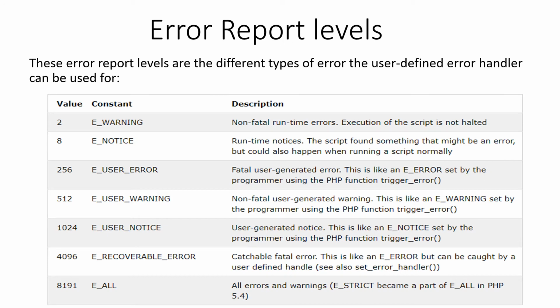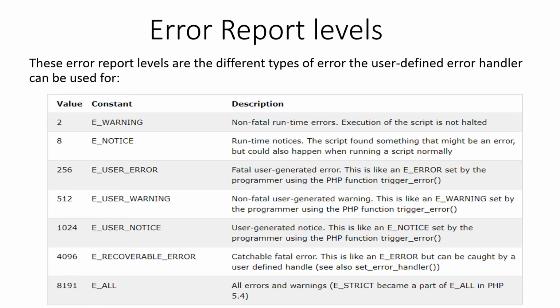Error report levels. These error report levels are the different types of error the user-defined error handler can be used for. E_WARNING: non-fatal run-time errors; execution of the script is not halted. E_NOTICE: run-time notices; the script found something that might be an error, but could also happen when running a script normally. E_USER_ERROR: fatal user-generated error. This is like an E_ERROR set by the programmer using the PHP function trigger_error.